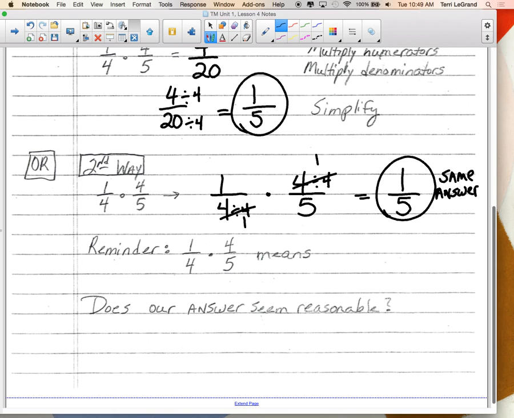So which one do you like better? First one? All in favor of the first one? Are you all in favor of the second one? Yeah, you get to pick. You get to choose.